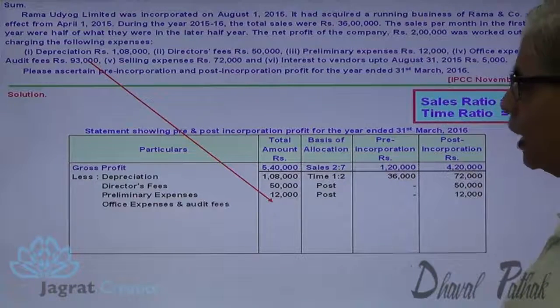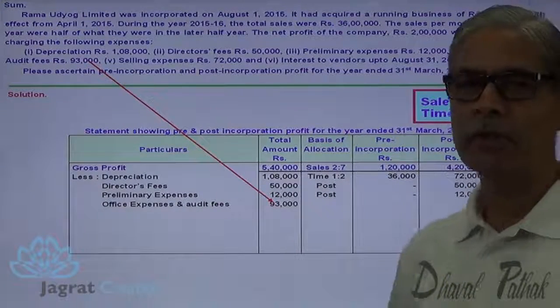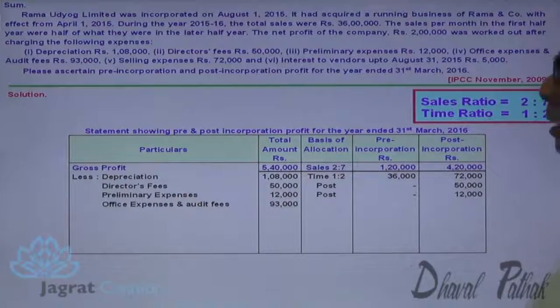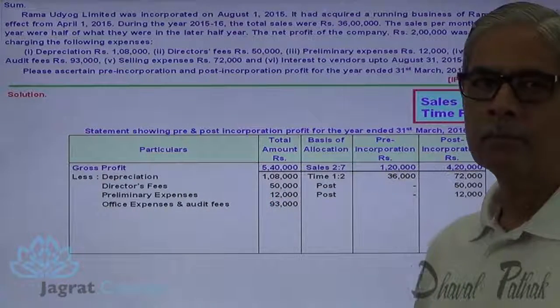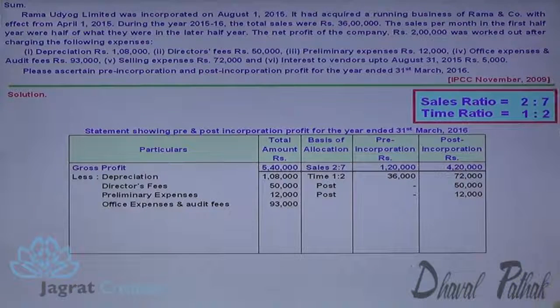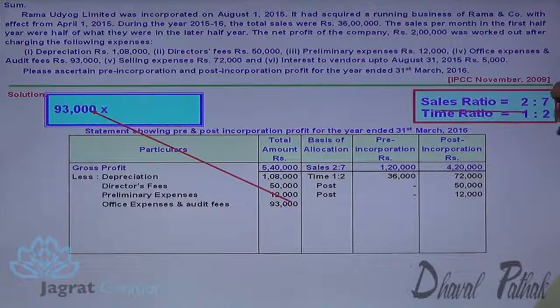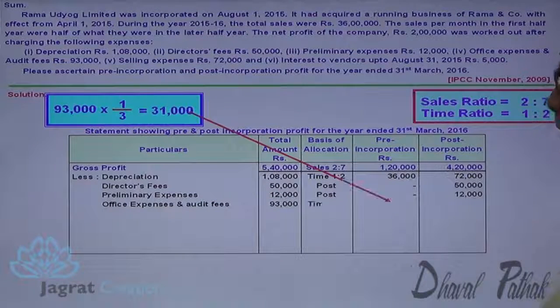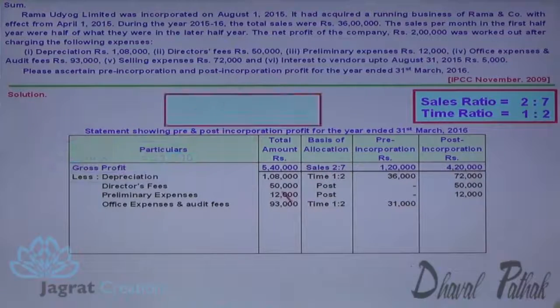Office expenses and audit fee 93,000, that is distributed in the ratio of time, because audit fees are considered at par with office expenses. So time ratio is 1:2. So 93,000 into 1/3 and 93,000 into 2/3. Post-incorporation 62,000.